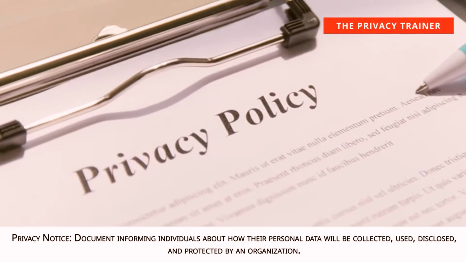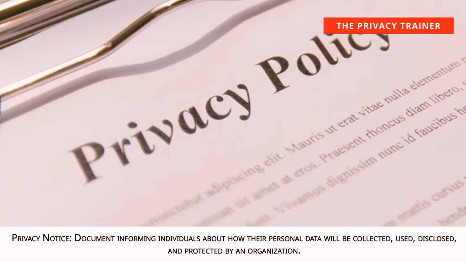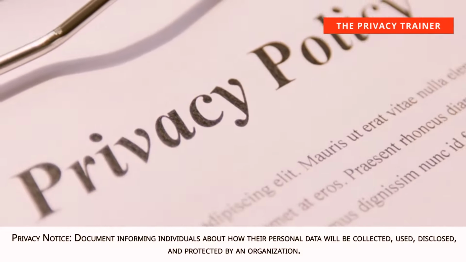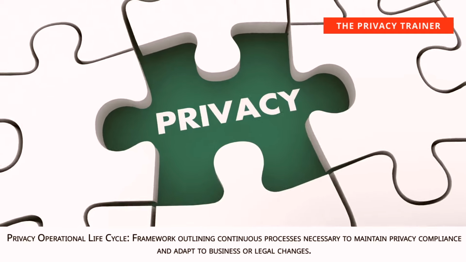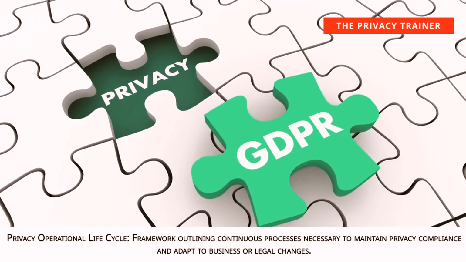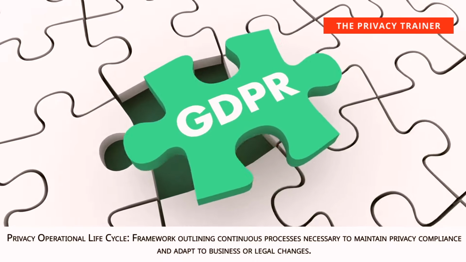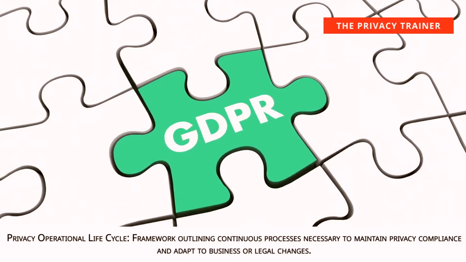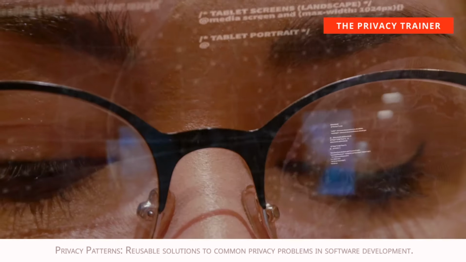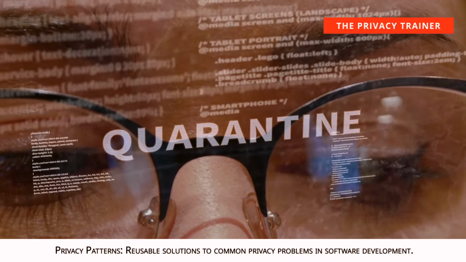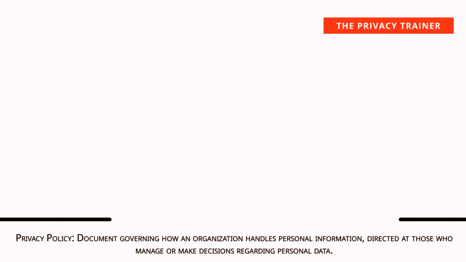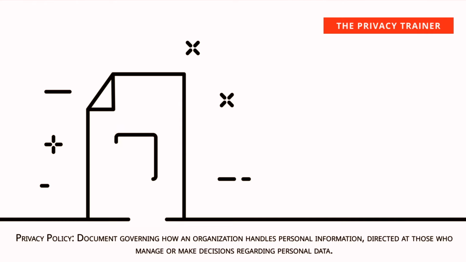Privacy Notice, document informing individuals about how their personal data will be collected, used, disclosed, and protected by an organization. Privacy Operational Lifecycle, framework outlining continuous processes necessary to maintain privacy compliance and adapt to business or legal changes. Privacy Patterns, reusable solutions to common privacy problems in software development. Privacy Policy, document governing how an organization handles personal information, directed at those who manage or make decisions regarding personal data.